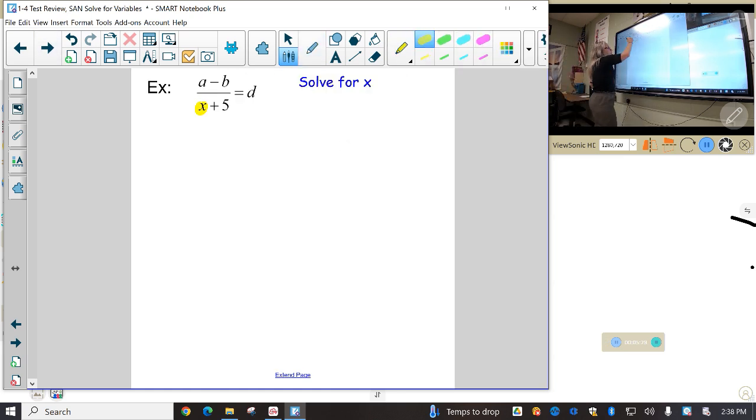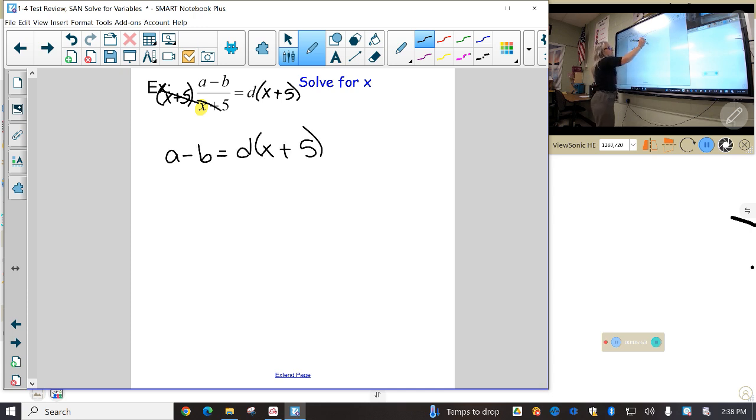Anytime the variable you're solving for is in the denominator, multiply by the denominator. This x is in the denominator, so I'm going to multiply by the entire denominator, both sides. So I'm going to multiply both sides by x plus 5. X plus 5 is going to cancel, and I'm left with a minus b equals d times x plus 5. I'm going to distribute my d. So I have a minus b equals dx plus 5d.